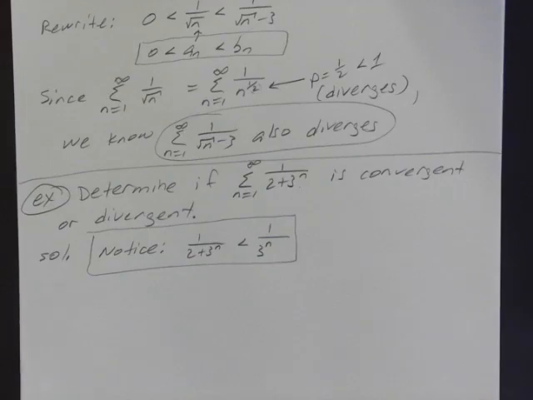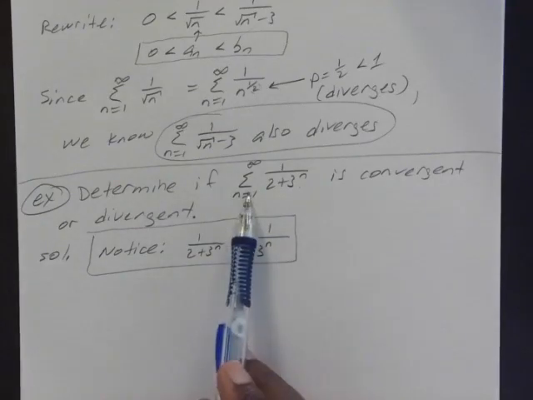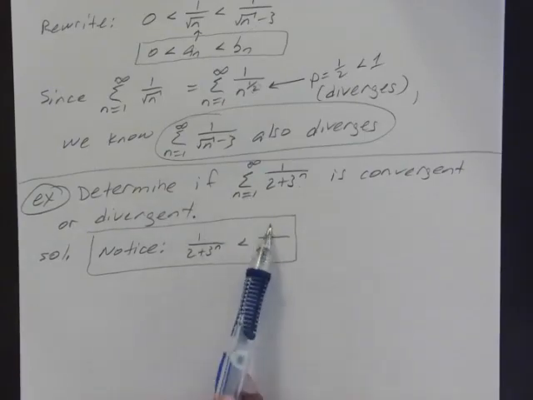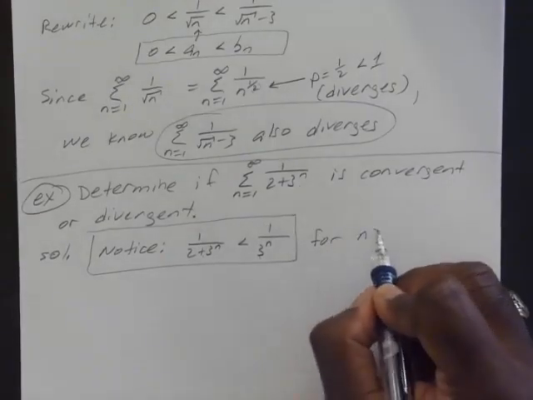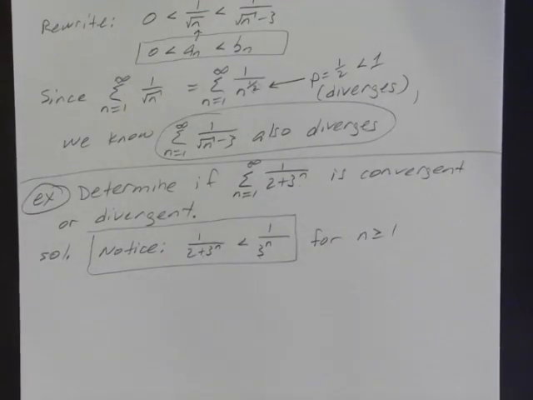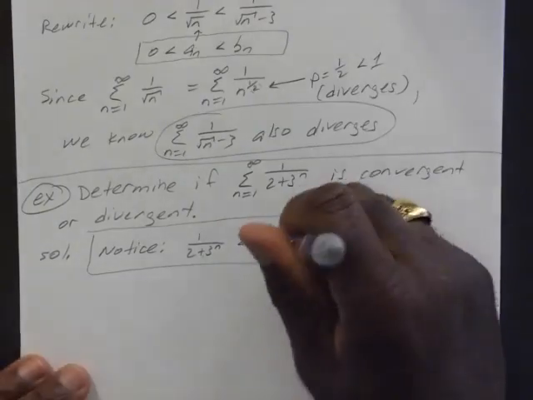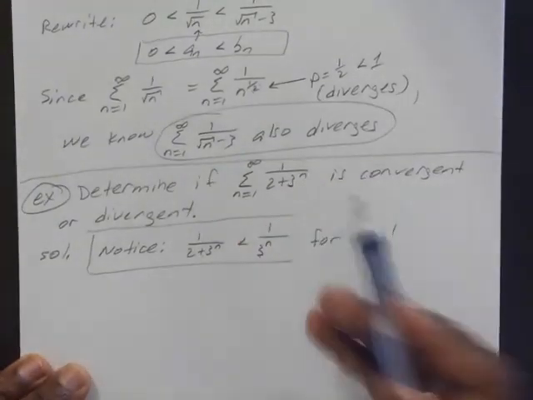And again, if you're ever confused as to whether it's less than or equal to, just plug in a few values. If we plug in n equal 1, we know 1/5 is less than 1/3. So that's for n is greater than or equal to 1. Probably should have put all of that in a little box, so I'll add that to the box.